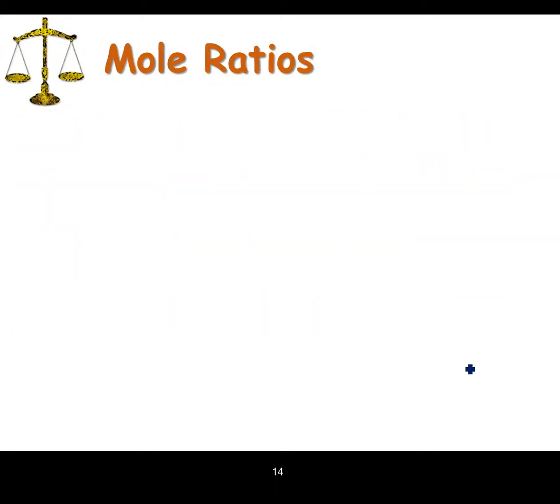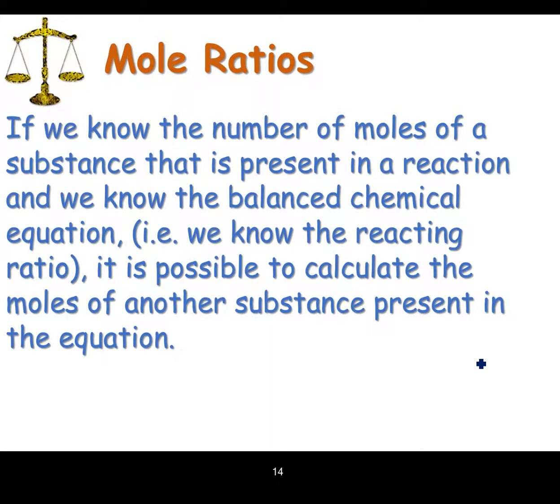Now let's get into mole ratios. So first off, if you know the number of moles of a substance in a chemical reaction, and you know the balanced equation, you're going to have to know a balanced equation, because what this lets you do is put together a ratio of moles of one thing to moles of another thing. What we can do with that information is convert from one substance to another within a reaction, based on having some quantity of reactant.